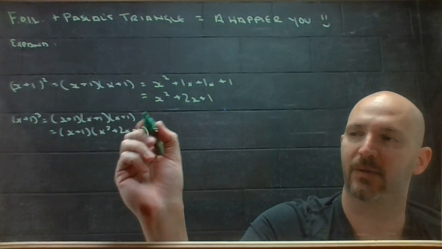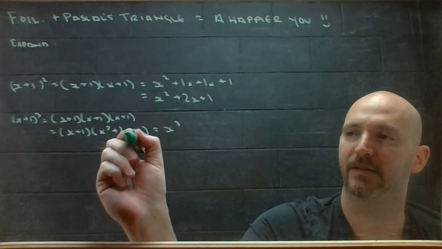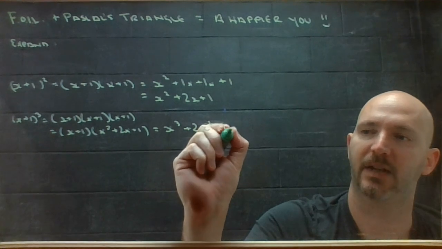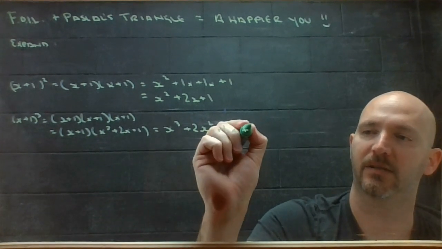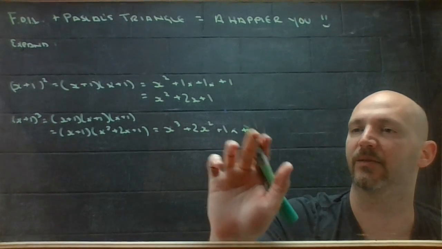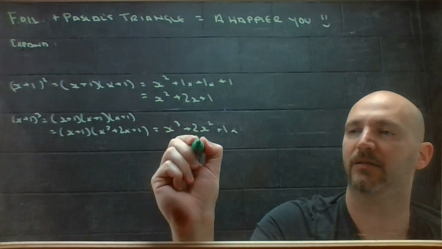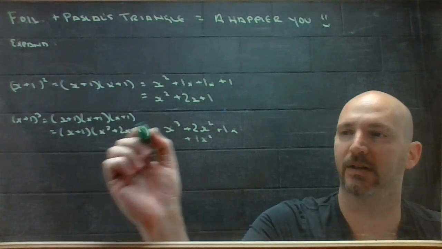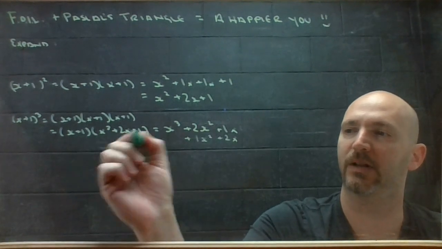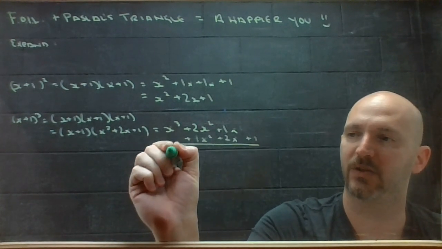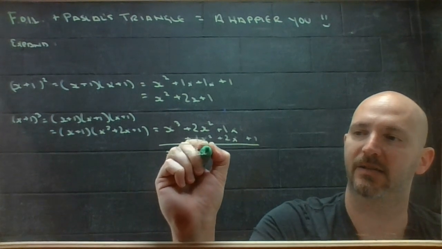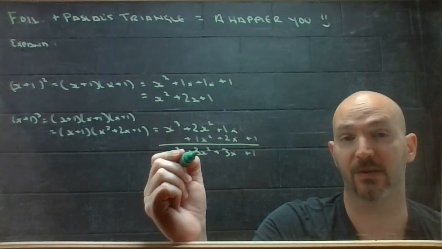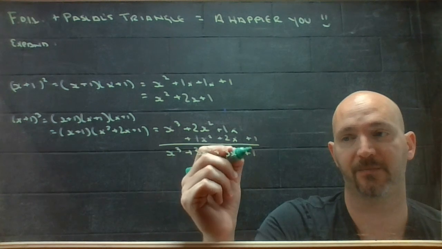An x and an x squared gives me an x cubed. An x and a 2x gives me 2x squared. An x and a 1 gives me 1x. 1 and an x squared gives me 1x squared. So I'm going to stack those so I can see my similar terms. 1 and a 2x is 2x, and the 1 and the 1 is a 1. Give me a total of x cubed plus 3x squared plus 3x plus 1. There's 2 of these and 1 of these is 3 of them. 1 of them and 2 of them is 3 of them. There we go.